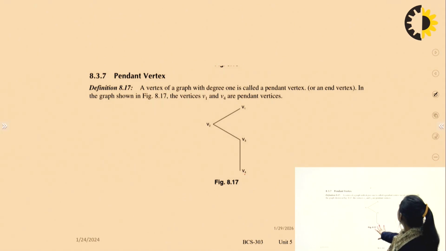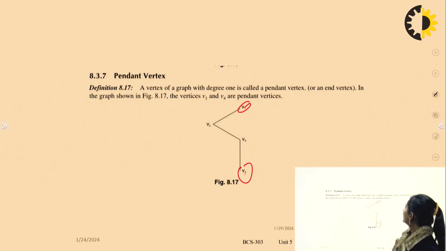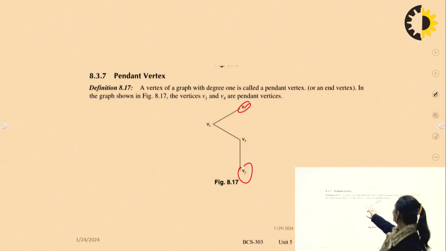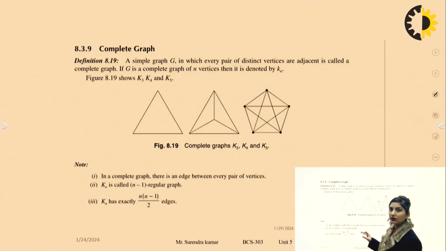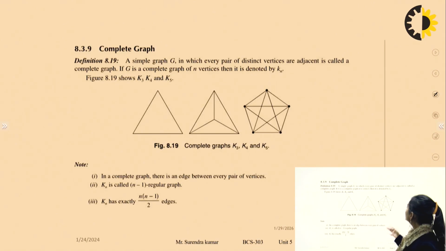So you can see V1 and V4, since these are the endpoints, they are the pendant vertices because there's only one vertex which is incident on each of them. Now we talk about complete graphs.